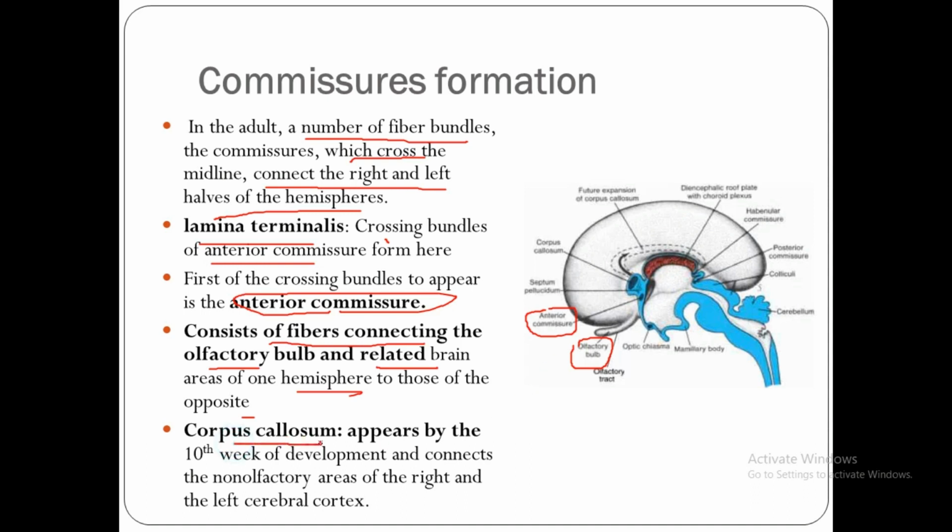Now, the corpus callosum. What is the corpus callosum? This is one of the biggest connections, connecting the fibers from the right cerebral cortex to the left, and it appears in the 10th week of gestation. The rest of the non-olfactory area, meaning the area other than the olfactory bulb, is connected by this big fiber band shown here by the dotted line. I can draw a red line here. This is the corpus callosum, the future expansion of the corpus callosum.